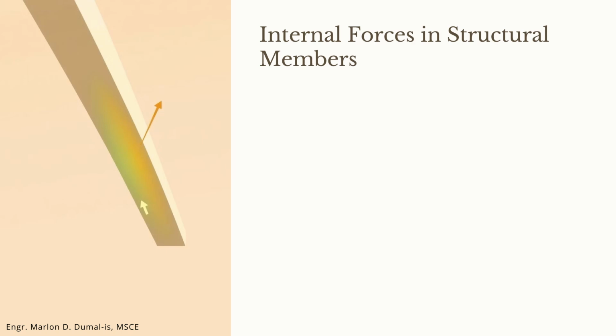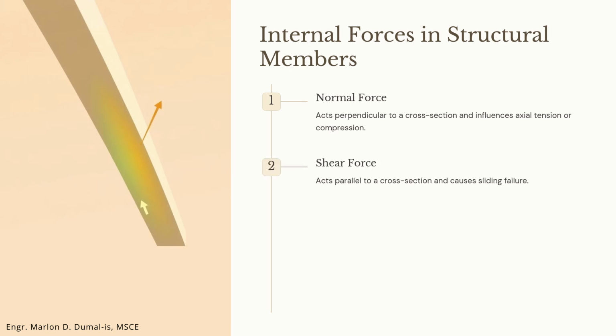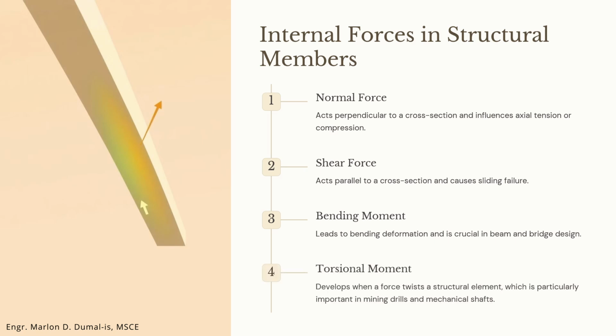Once external reactions are known, internal forces within a structure must be analyzed. These forces include normal force, which acts perpendicular to a cross-section and influences axial tension or compression. Shear force acts parallel to a cross-section and causes sliding failure. Bending moment leads to bending deformation and is crucial in beam and bridge design. Torsional moment develops when a force twists a structural element, which is particularly important in mining drills and mechanical shafts. By sectioning a structure and applying equilibrium equations, these internal forces can be determined, helping engineers ensure structural integrity.